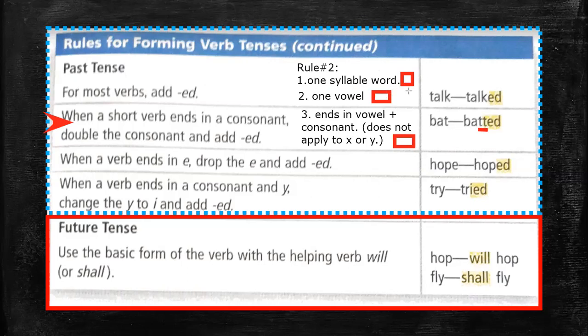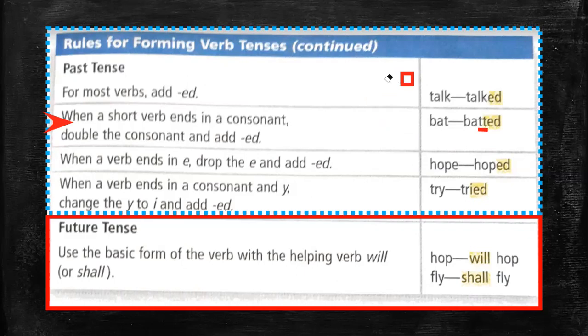Bat is a one syllable word. Let's see, bat. Yes, it is. Is there only one vowel in bat? Yes, there's only A. Good, so check mark. It ends in vowel and consonant. Let's see. Consonant, vowel, consonant. Yes, it ends with vowel consonant. So yes, I do double the consonant and then I add ED. Okay, so I hope that you copied the three things that you're going to look for in rule number 2. Okay, let's go on. Let me erase this before we continue.